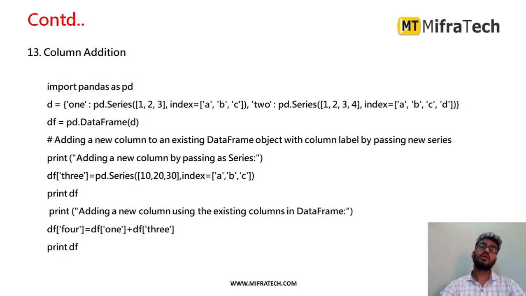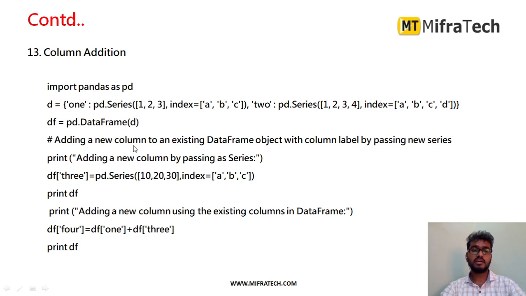Column addition. How do we add two columns in a data frame, or perform any addition between columns in a single data frame? If we have many columns, how do we perform addition between them? That can be done like this. First we have to import the library, import pandas as pd. Then, same as the previous example, I created a dictionary which contains a series inside, and we converted it into a data frame using pd.DataFrame of d.